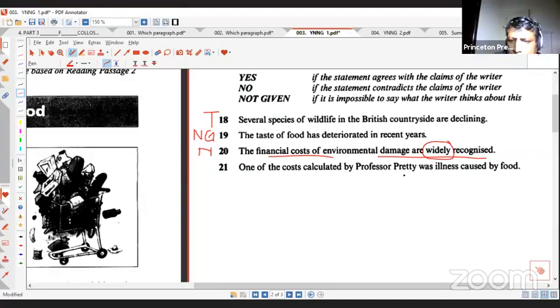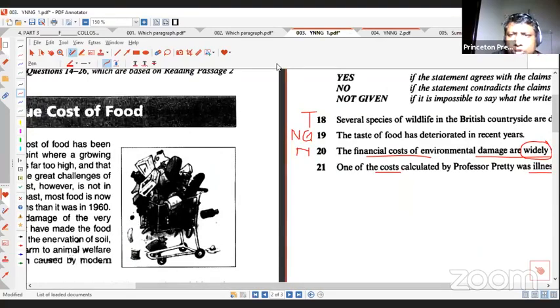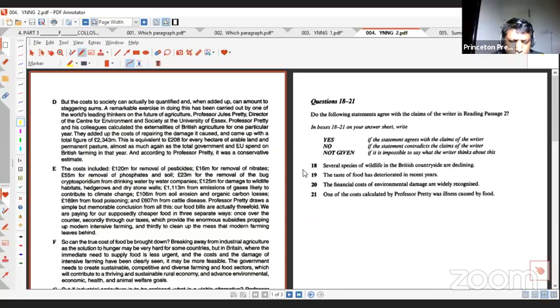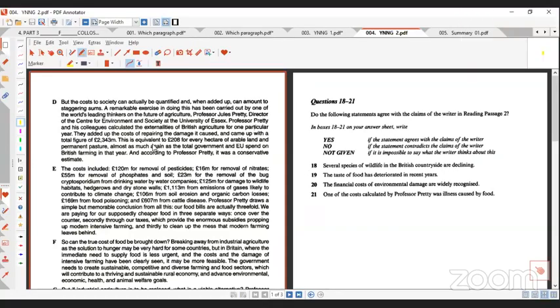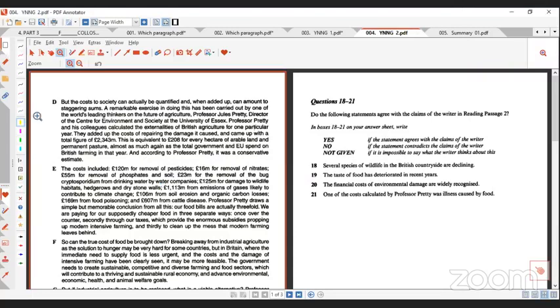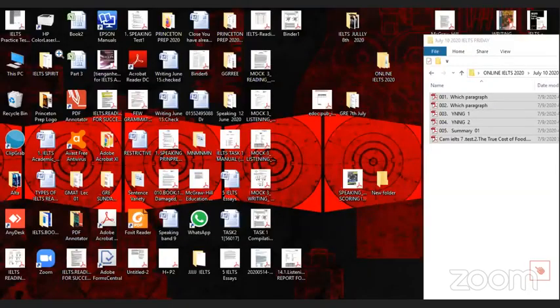Is one of the costs calculated by the professor illness caused by food? Did he mention any cost? Okay, yes, sir, it should be here. True. So where did he mention the cost? Sir, in paragraph E. The costs include food illness. Yes, sir, cattle disease in the sixth line.